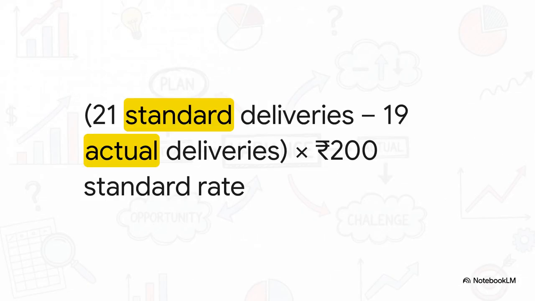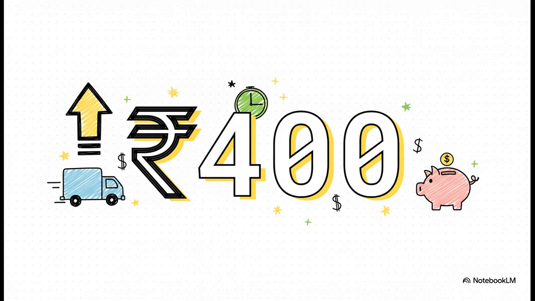Step 3 is the easy part. We just plug in the numbers. We take our flex standard of 21 deliveries, we subtract the 19 deliveries we actually made, and we multiply the whole thing by our standard rate of 200 rupees per delivery. And what do we get? We get a 400 rupee favorable variance.